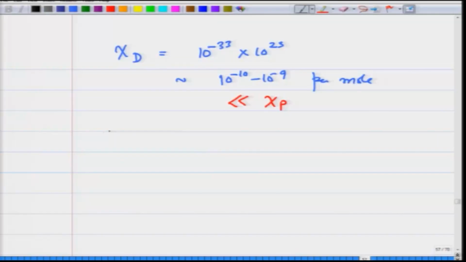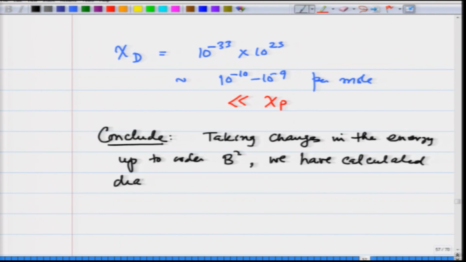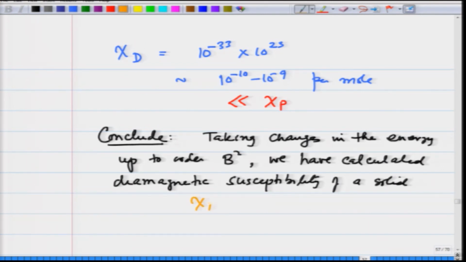So, to conclude this lecture, taking changes in the energy up to order B square, in first order we have calculated the diamagnetic susceptibility of a solid, and we have found that chi d is roughly chi p over 1000.